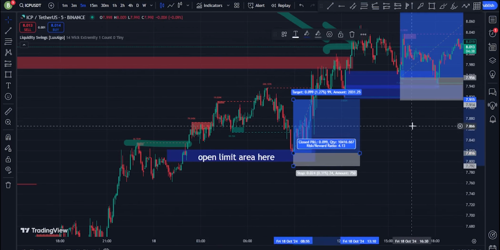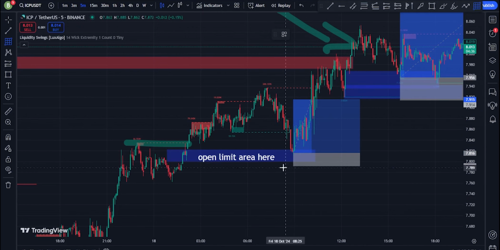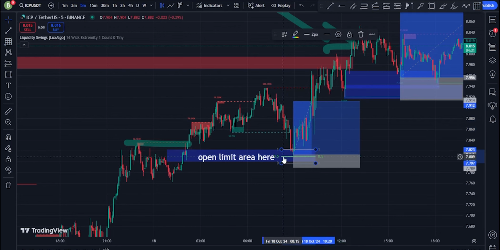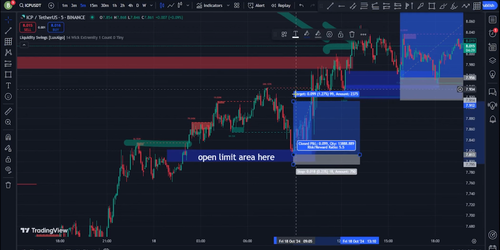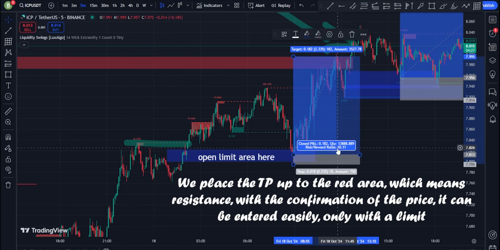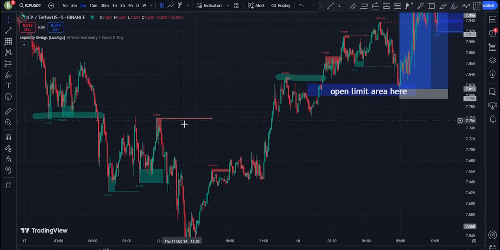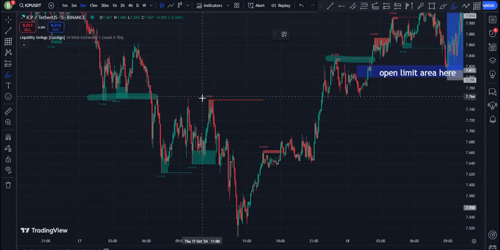2. Key psychological levels. Round numbers or whole numbers, e.g., $50, $100, $10,000, often act as psychological support or resistance levels where traders place orders in anticipation of a move. These levels usually see a spike in volume.